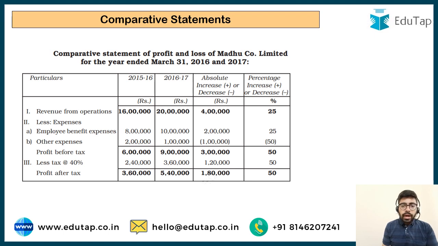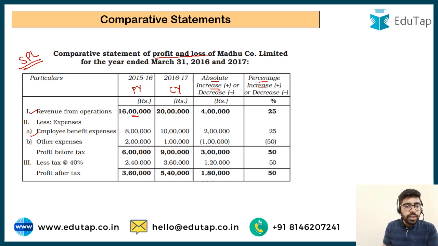So this is how a comparative statement looks like. So here we have a comparative statement of the profit and loss of a company. You can see that this is a statement of profit and loss, and we have revenue, we have different expenses which are there, and we have 2 years, the previous year as well as current year, and we are finding absolute increase or decrease, and we are also finding percentage increase or decrease.